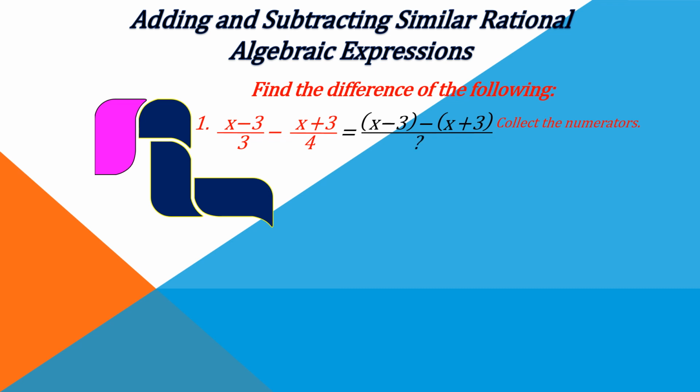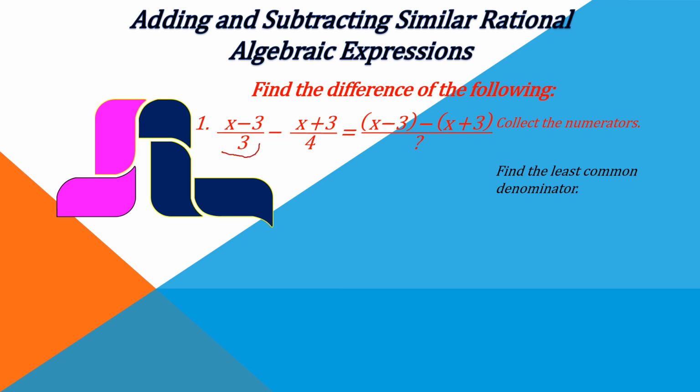And the next step is to find the least common denominator. We cannot subtract these two rational algebraic expressions if we cannot find the least common denominator. To find the least common denominator, the best thing is to multiply 3 and 4. Multiplying 3 and 4, it is equal to 12.